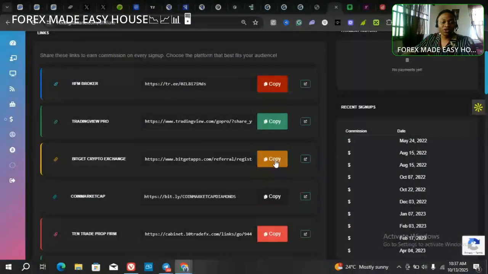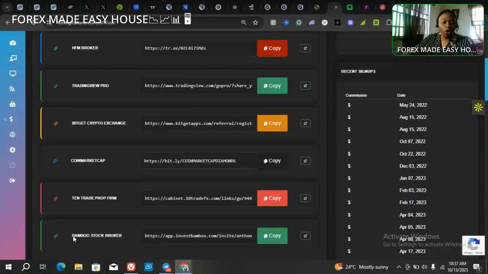Okay, so these are TradingView Pro, BitGet Crypto Exchange. These are under crypto exchange we work with BitGet. Then CoinMarketCap, 10 trade prop firm, Bamboo stock broker. This is the stock broker we recommend. And this is how you can start from, okay?